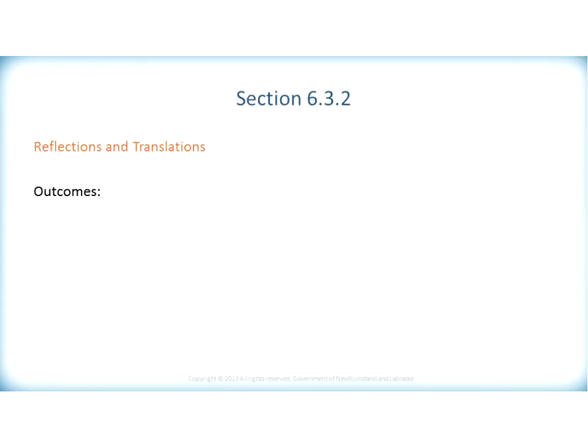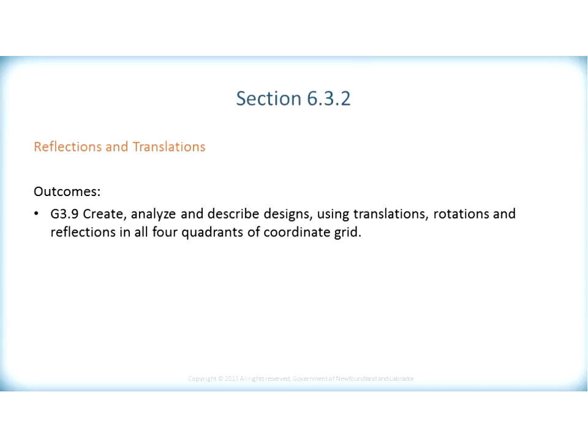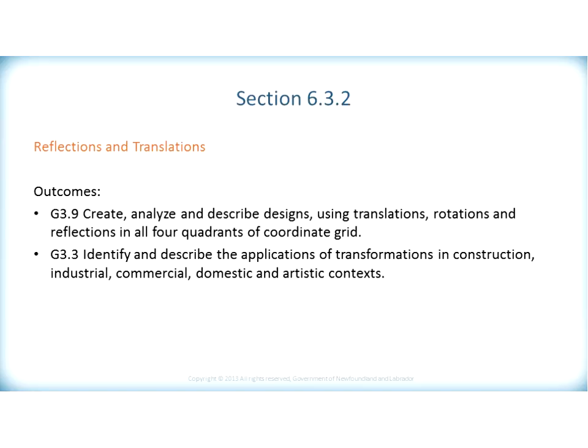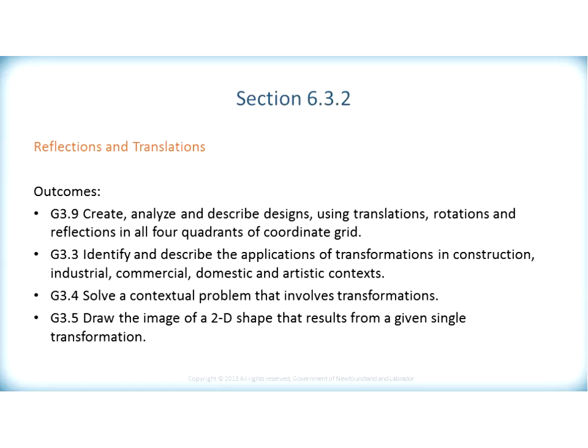The outcomes we're going to cover, there's quite a few that we list here, but we do get through them all. First, we're going to create, analyze, and describe designs using translations, rotations, and reflections in all four quadrants of a coordinate grid. We're going to identify and describe the applications of transformations in construction, industrial, commercial, domestic, and artistic contexts. Solve a contextual problem that involves transformations.